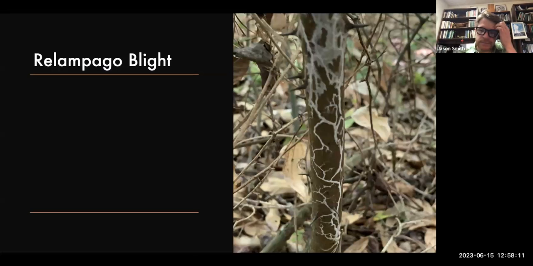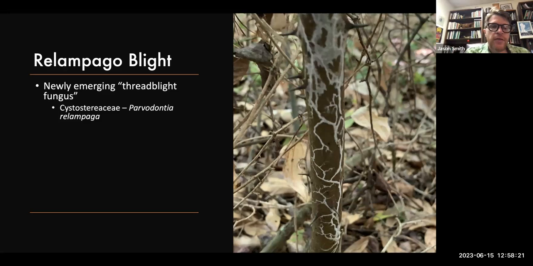And then lastly, I just wanted to spend a couple minutes talking about something new that we've been working on called Relompigo blight. Relompigo blight is a new pathogen. It's a newly emerging thread blight fungus. We call it a thread blight because there's a number of these thread blights found, and some of these are newly emerging in different parts of the world. But we discovered this in 2019 here in North Florida. It turned out to be a new fungus, which we just named Parvodontia relompiga.